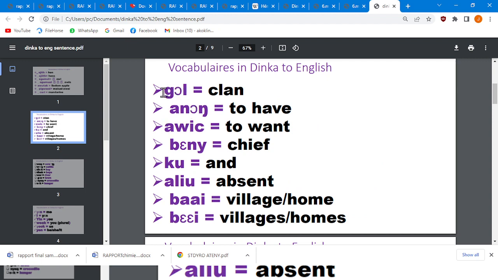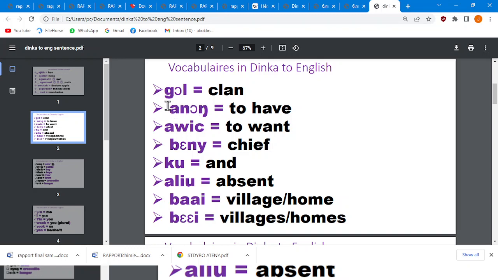Gol means clan. Clan. You say ran gol bany, ran gol parik, and so on.